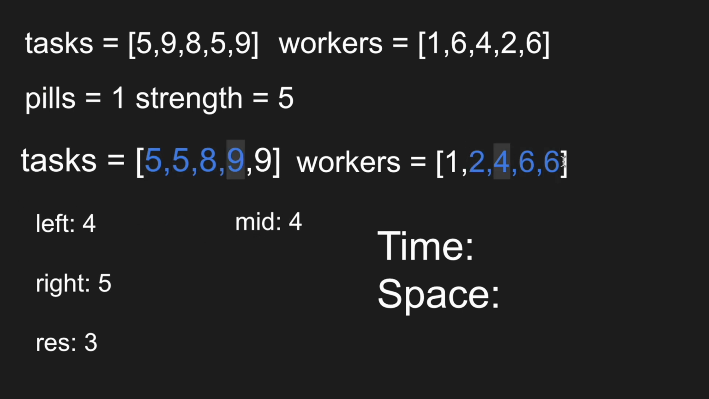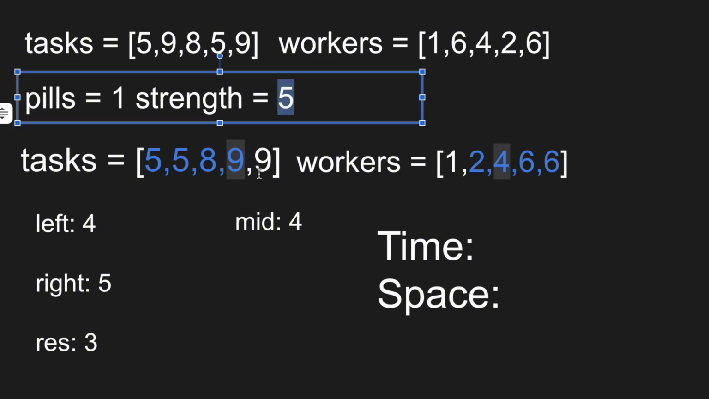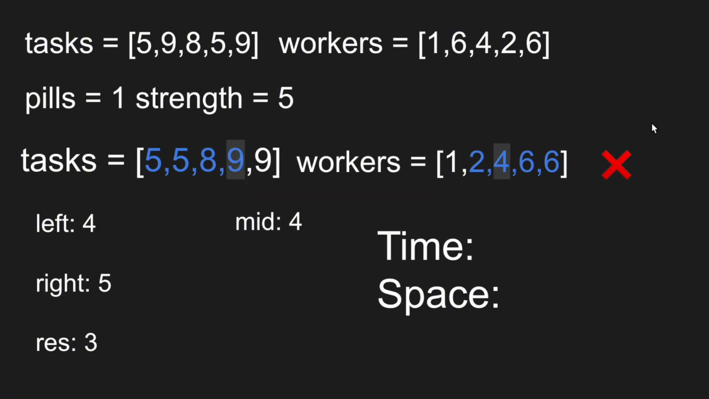Now first, we see that 6 is less than 9. So we need to take a pill. And we see that 4 is the smallest possible that can still match with 9 with a strength of 5. So 4 plus 5 is 9. So it matches. And now we move to the next one.